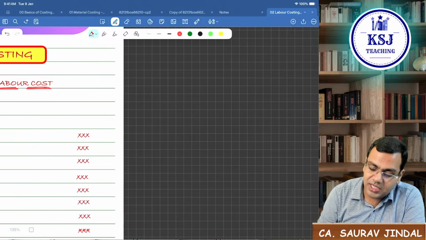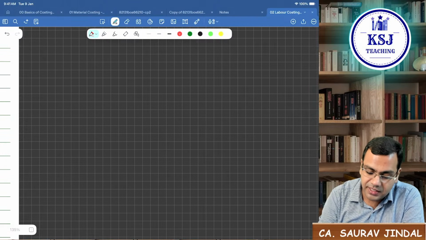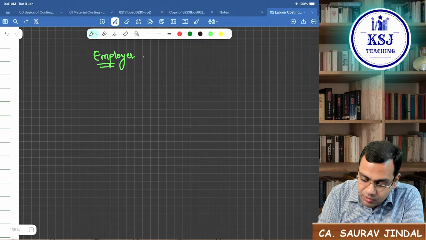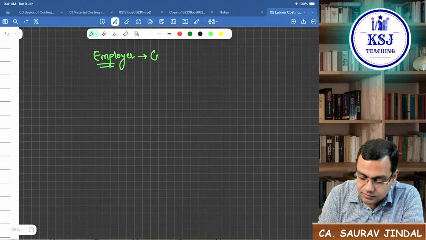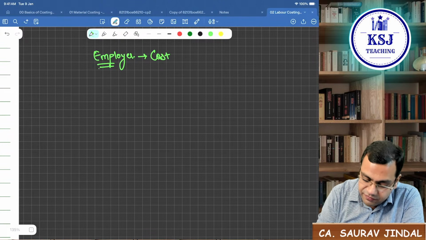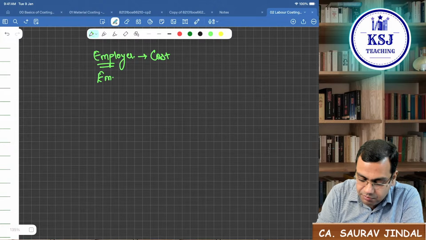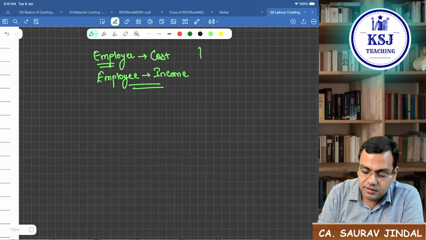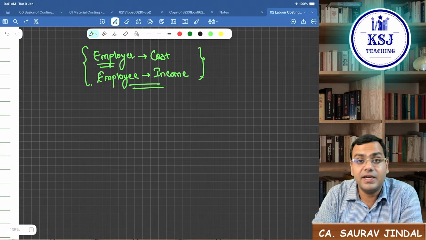Now this chapter will be studied from two perspectives. One is from the perspective of employer, right? For employer, it is a cost. Second, we have to study it from the perspective of employee. For employee, this is an income, right? For the employer, it is a cost.